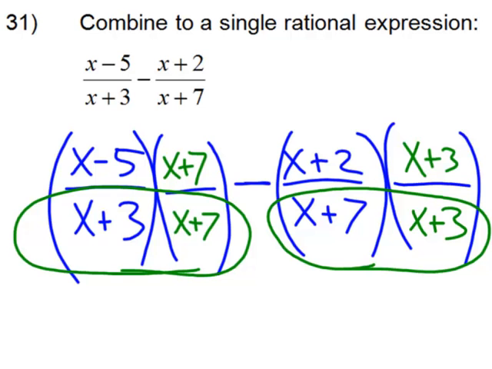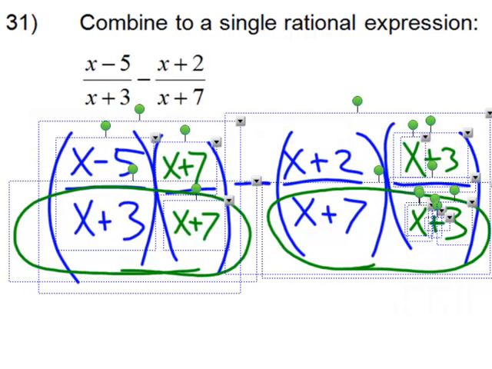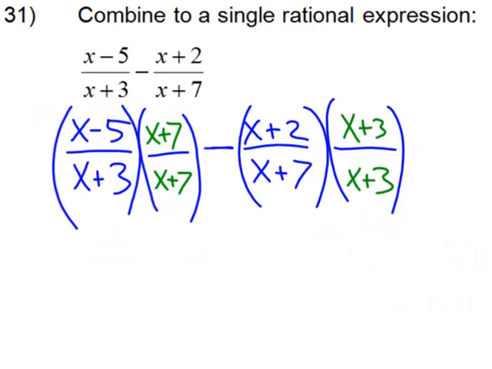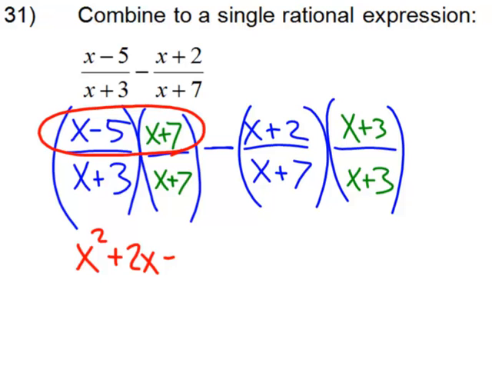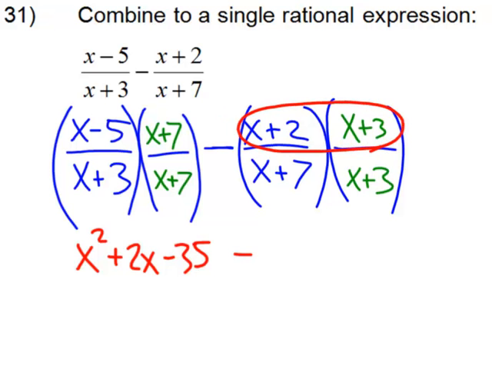So let's take all of that and distribute it out. On top, let's start with x minus 5 times x plus 7. I'm just going to do that quickly in my head. That's x squared plus 2x minus 35. And we are going to then subtract this FOIL, x plus 2 times x plus 3. That's going to be x squared plus 5x plus 6.